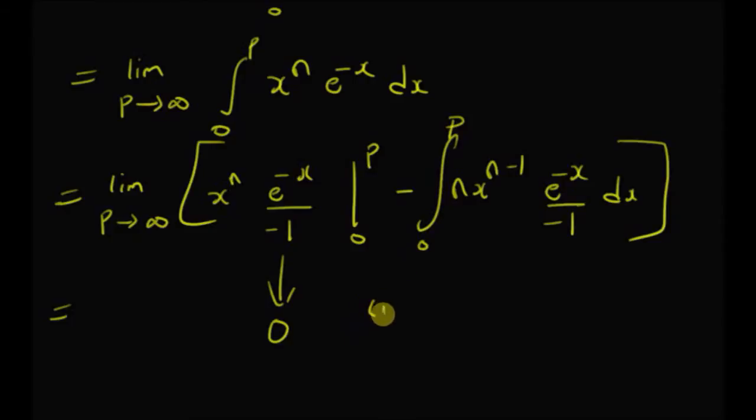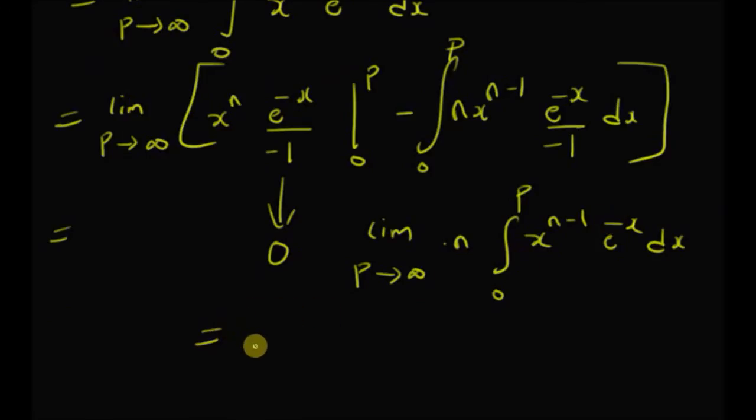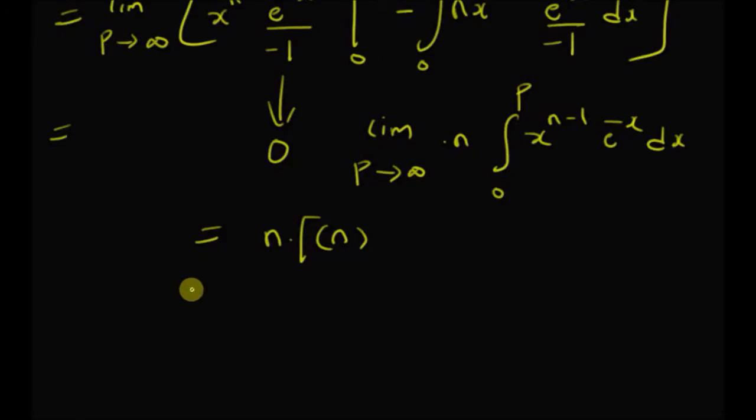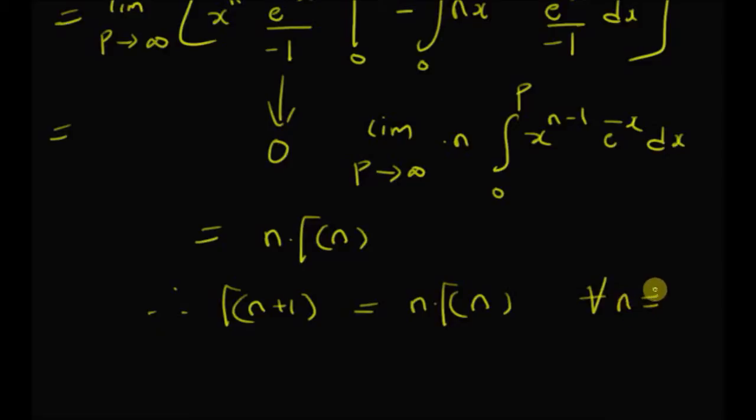The second one is limit p tends to infinity of n times the integral from 0 to p of x power n minus 1 e power minus x dx, which is clearly equal to n times the gamma function of n, that is gamma of n, by using the definition of the gamma function. Therefore, gamma of n plus 1 is equal to n times gamma of n, and of course for all values of n not equal to 0.